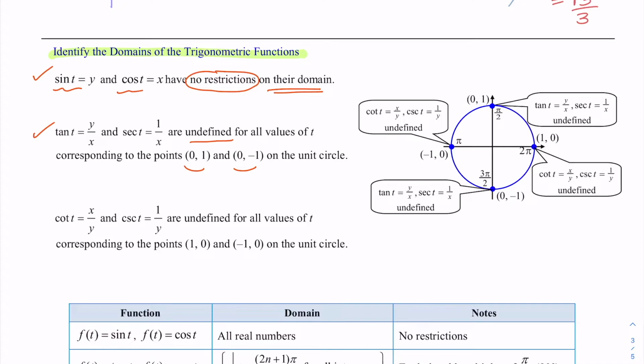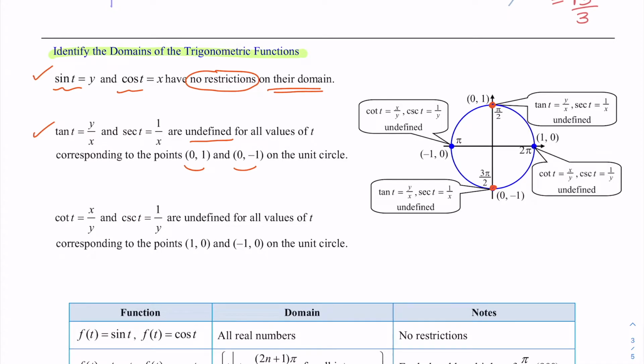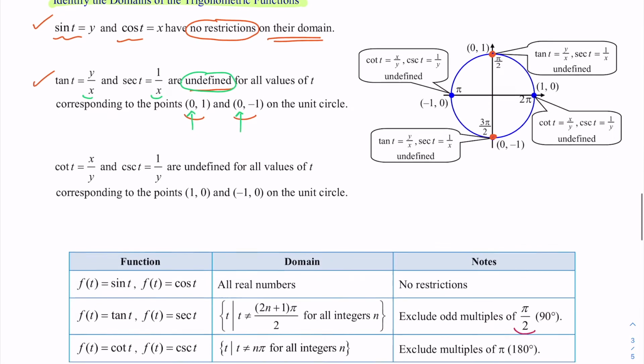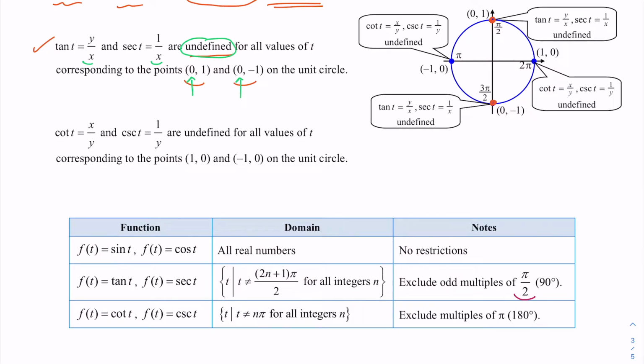Let's take a look at these points, (0, 1) and (0, -1). What do you notice about the x value there? x is equal to 0, and that would place a 0 in the denominator, and that would make it undefined, okay? So that is why the tangent and the secant are undefined at those 2 points, which is why at these π/2 and these multiples of π/2 here, that is where we cannot have values of t in the domain that are located there, okay?